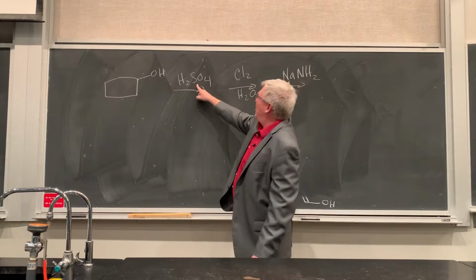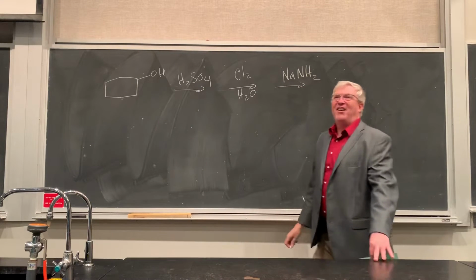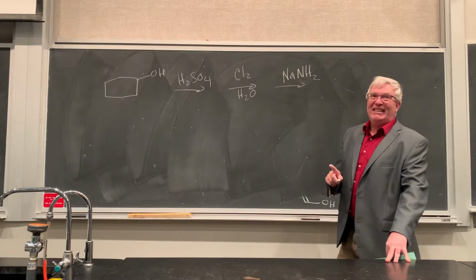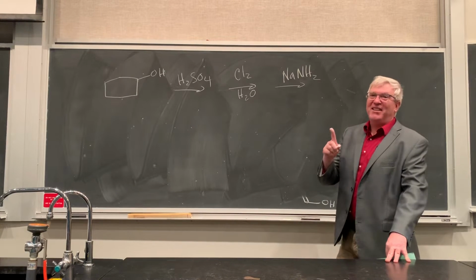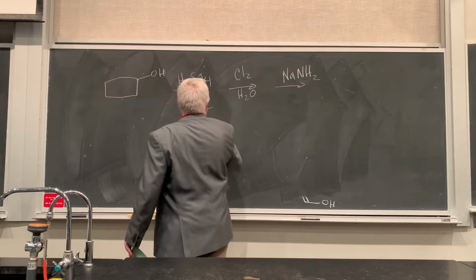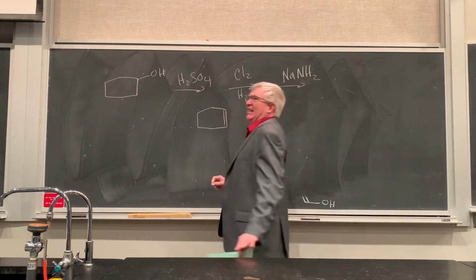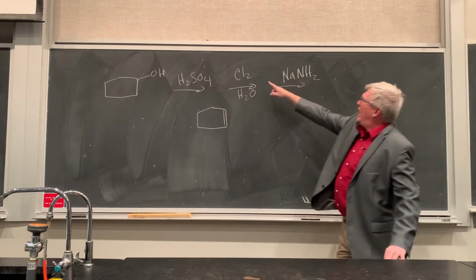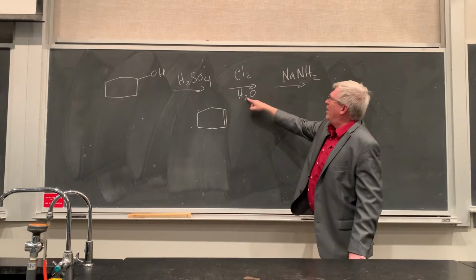So what do we get? Sulfuric acid and an alcohol. What type of reaction is that going to be? It starts with a D. What is it? Very good, dehydration. Okay. And so if we pull water off there, we're going to get cyclohexene, okay? And now if we react with chlorine and water, what's that?